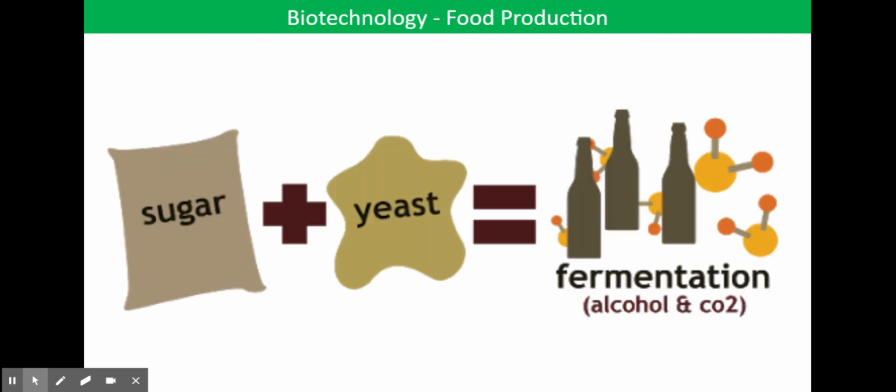We also use yeast in the production of alcohols. For example, in wine, which is made using grapes, there's natural yeast on the skins of the grapes. The grapes contain sugars, specifically fructose and glucose. And so when the grapes are crushed, the yeast will use these sugars to produce carbon dioxide and alcohol.